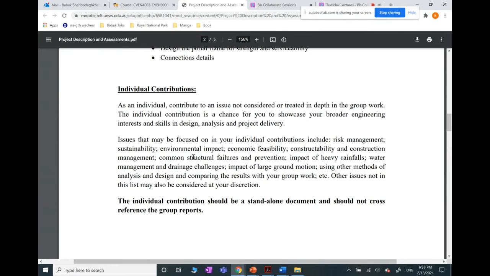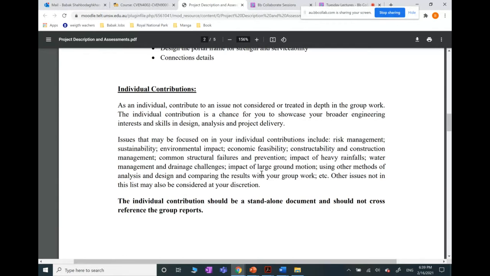About the structural failures, the common structural failures that occur in this type of project. About the impact of heavy rainfall, which is a major concern, for example, in Sydney, what will happen, what exactly you need to consider and take into account as a civil engineer in order to prevent failures in different structural components of the port. The other problem that you can contribute on as an individual is about water management and drainage challenges, or you can work on the impact of large ground motion, like seismic loading.